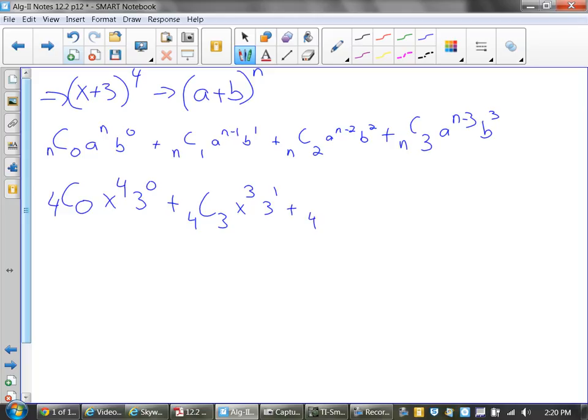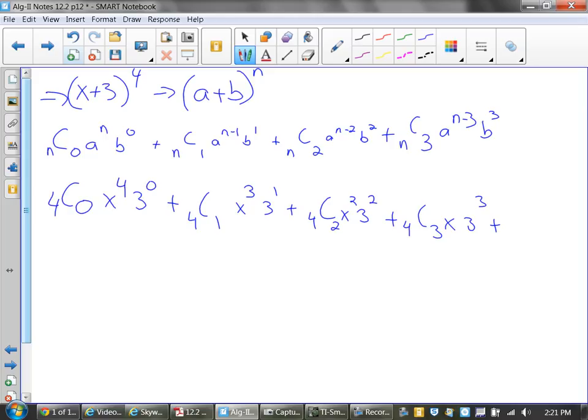Why did you immediately go to 3? I go down a degree each time, and I go up a degree each time. But then choose 1. So why is it 4 choose 3? Sorry, it's supposed to be 4 choose 1, and then x. Then 4 choose 2, x squared, 3 squared, 4 choose 3.